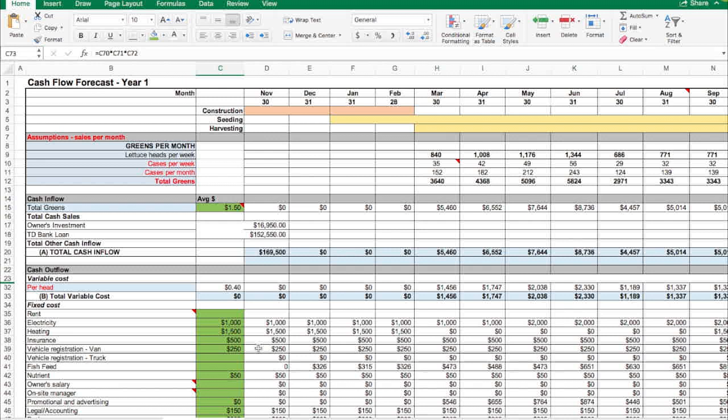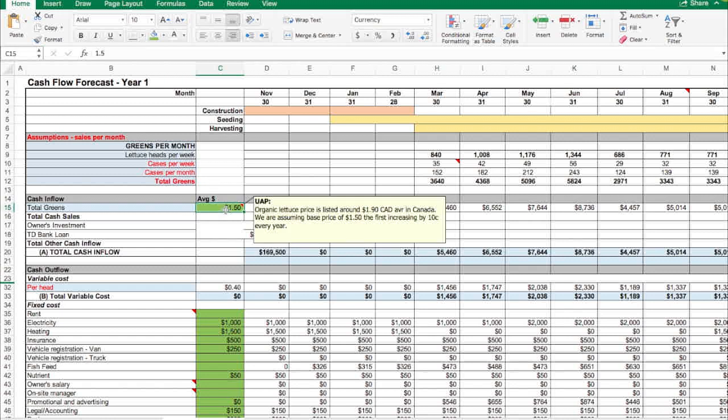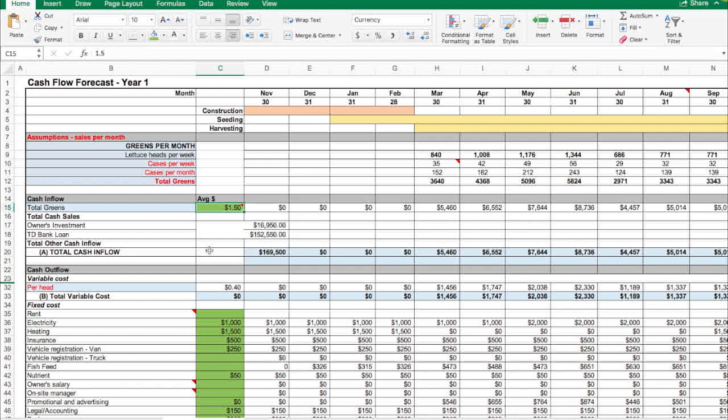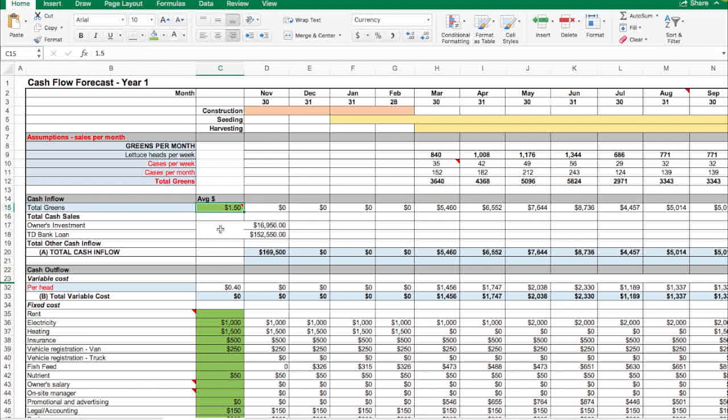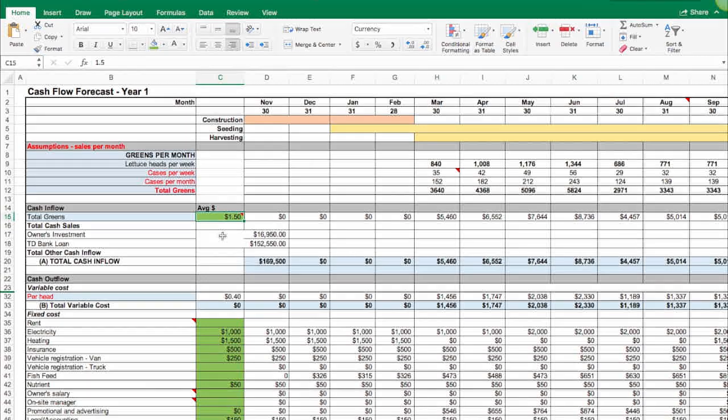growing. The next thing is you are going to have your cash inflow. So how do you determine your cash inflow? Well, this is the price for each lettuce head that you're going to get in the market. Now, in the market, you're going to have to go out there and research at what price you are going to be able to sell. Here I've just put $1.50, which is an average price that I've seen here in BC, and all across Canada you'll see about the range of $1.50 in the organics market for a lettuce head. So that's the price you want to put.